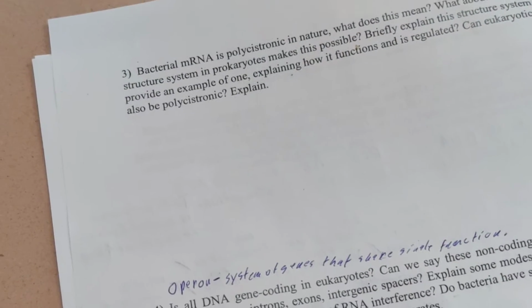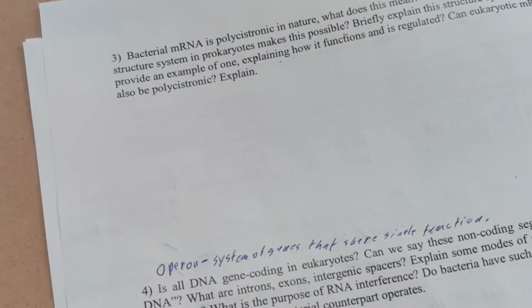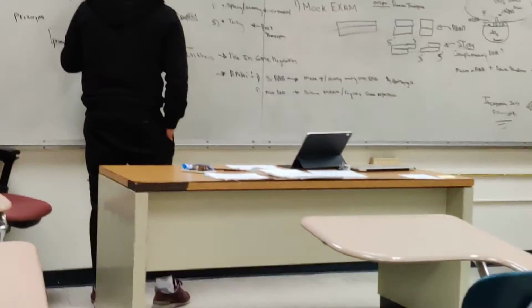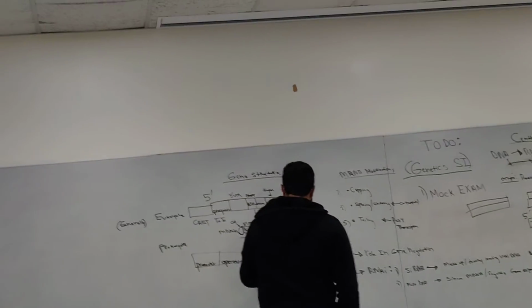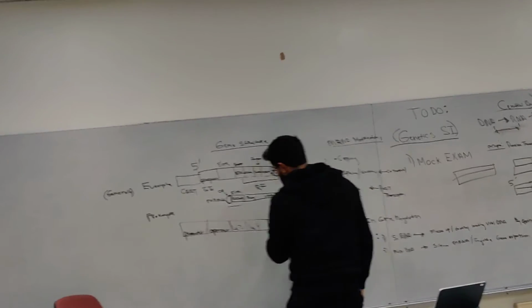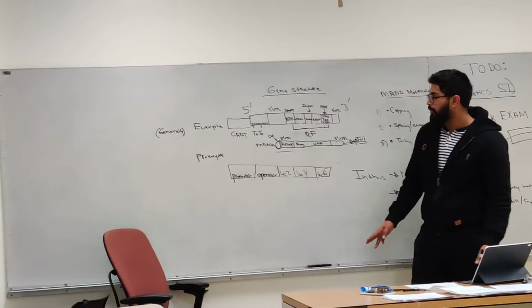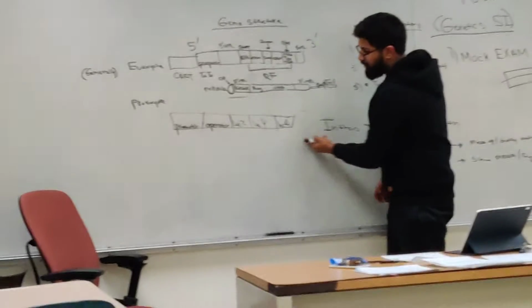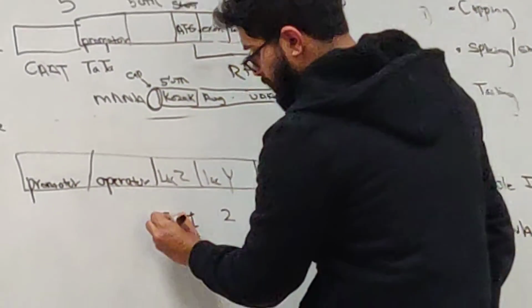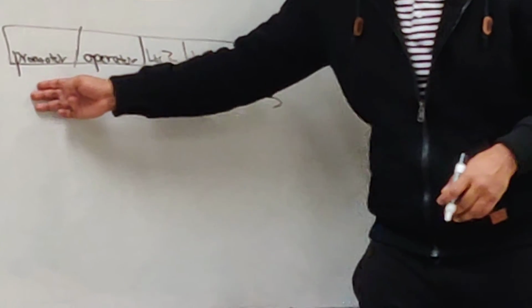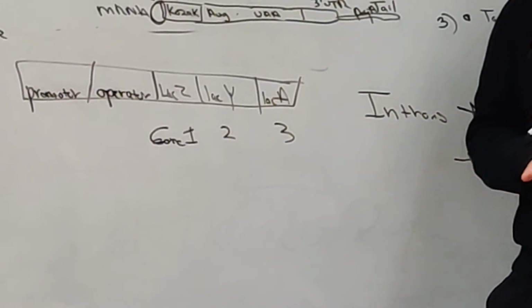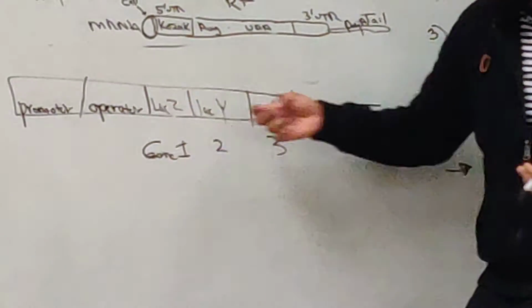Now, let's say this is the lactose operon. We have lacZ, lacY, lacA. So this is the basic structure. You have a promoter, one promoter for multiple genes. All these are genes right here. They're sharing this one single promoter, which results in a transcript of mRNA that's going to have all these genes on it.